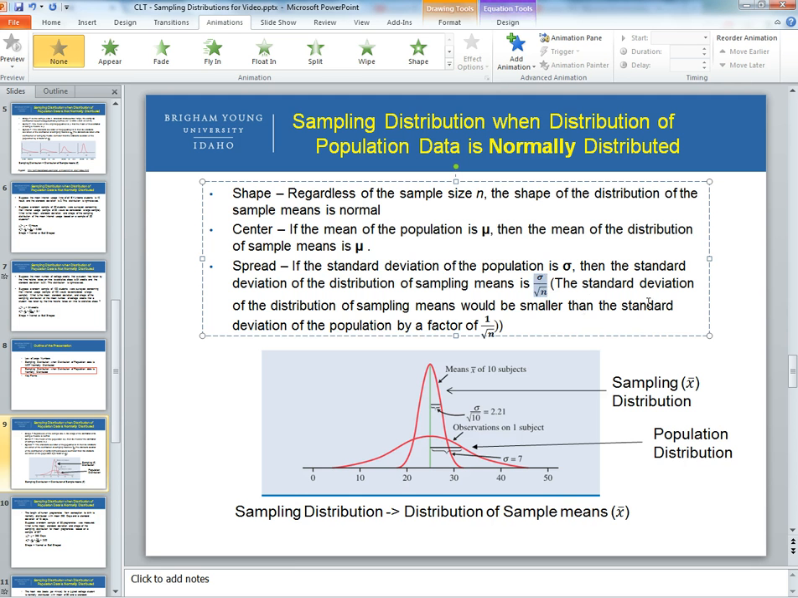So the standard deviation of the distribution of sample means would be smaller than the standard deviation of the population by a factor of the square root of n. As you can see on this slide, if this is the population distribution and we have, say, a sample size of 10, notice that the spread of the distribution shrinks. And the shape of this is still a normal distribution. In the next video, I'll continue to cover the sampling distributions when the distribution of population data is normally distributed.